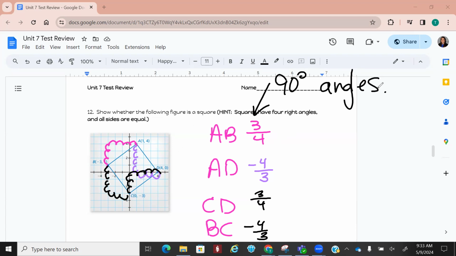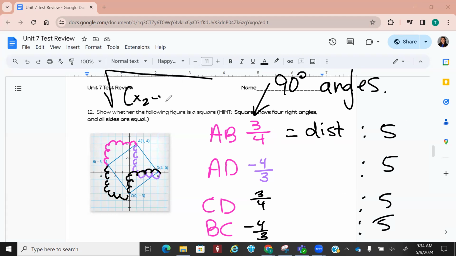Now, when you found the distance for all of these, you should have gotten 5. If you did not get 5, then you plugged in wrong. Remember, distance formula is the square root of x2 minus x1 squared, plus y2 minus y1 squared. Yes, I'll give it to you tomorrow on the test. Are there any questions about that? If you did not get 5, then you probably plugged in something wrong.